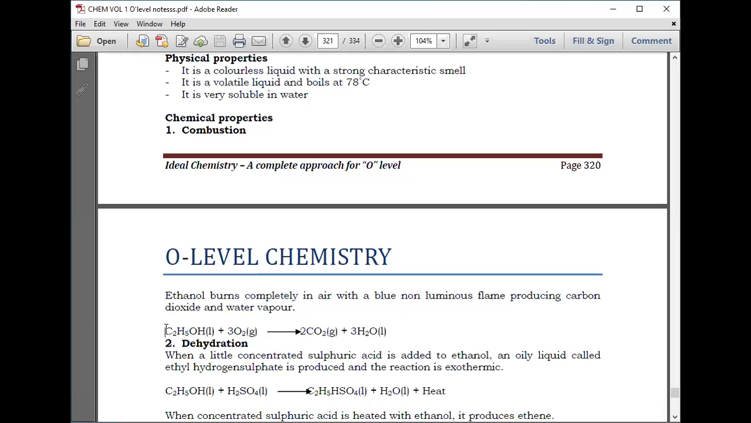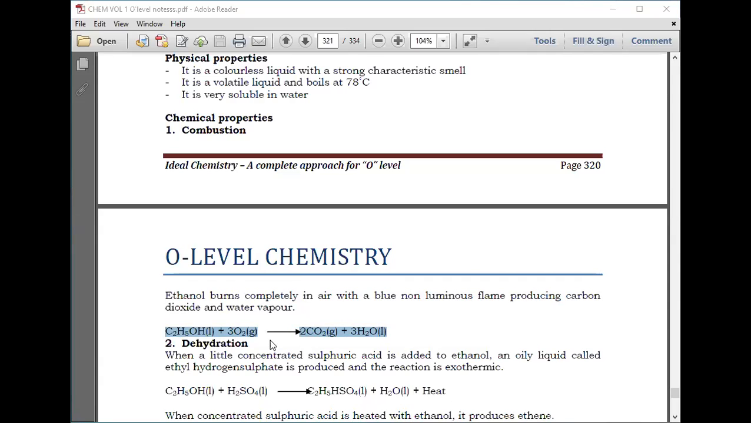And this is the equation. Ethanol, we have agreed its molecular formula is C2H5OH. Let us not forget that C2H5OH is the molecular formula of ethanol. So when ethanol burns in air, the component of air that supports burning is oxygen. The product is carbon dioxide and water.